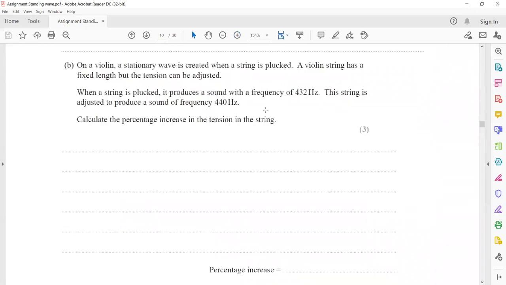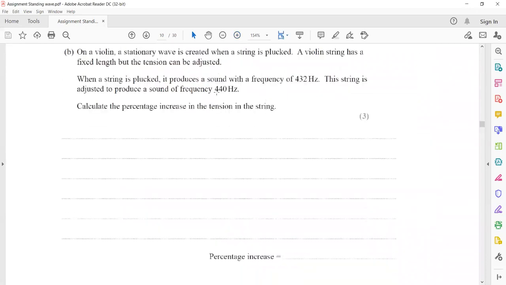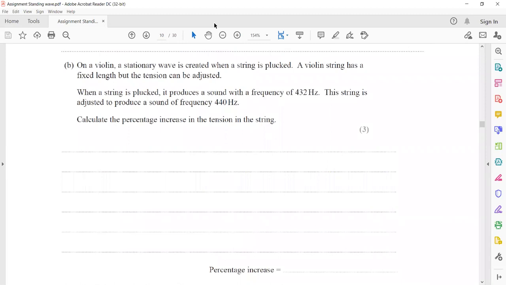Next part: on a violin, a standing wave is created when a string is plucked. A violin string has a fixed length, but the tension can be adjusted. When a string is plucked, it produces a sound of frequency 432 Hz and is adjusted to produce a sound of frequency 440 Hz. Calculate the percentage increase in the tension. So what is the percentage increase in the tension? We have to calculate that.